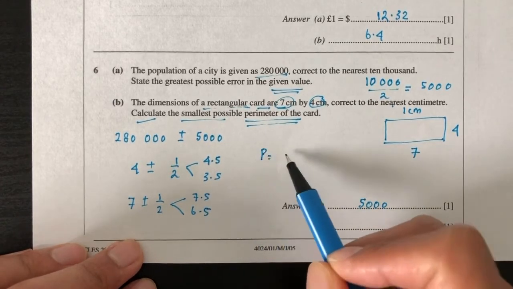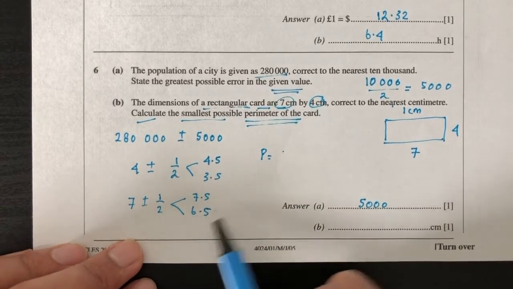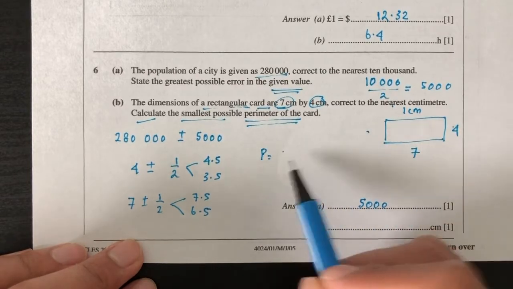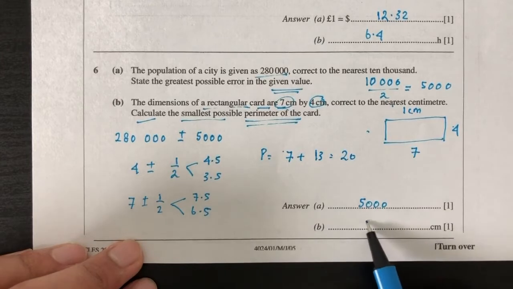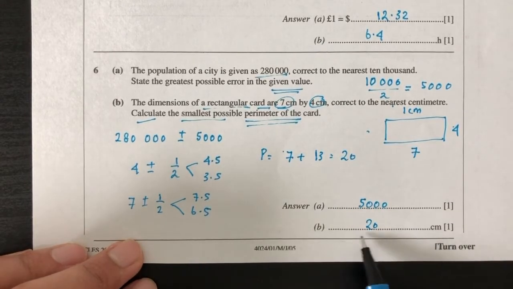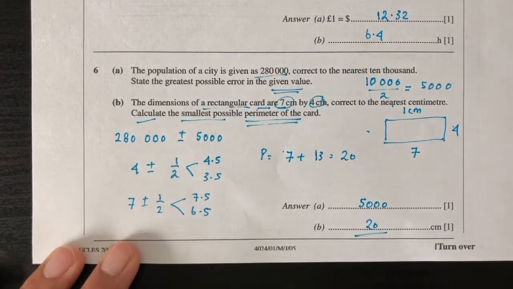So for perimeter, you take the lower bounds. So 3.5 is 2 times, right? So that will be 7. And 6.5 times 2 will be 13, so your answer will be 20. So that will be question number 6.